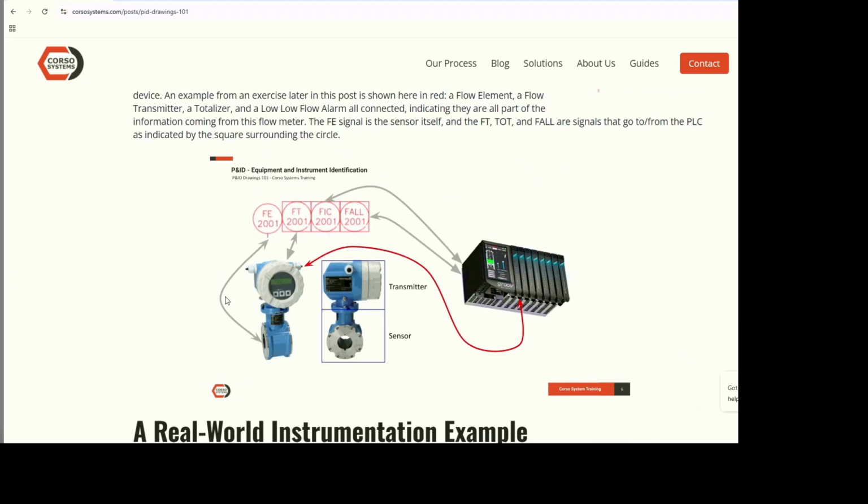Here we'll talk about a fairly basic example you might see in industry. We'll talk about some real world examples that are not automation related, and then we'll tie it all together at the end. So here we'll see on the left we have a flow meter.